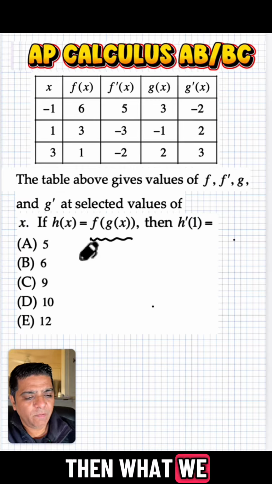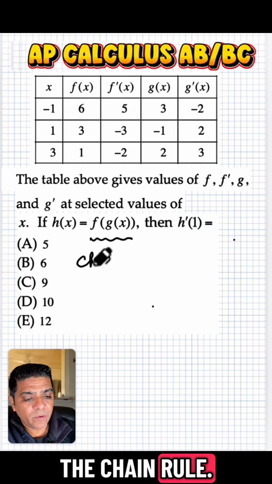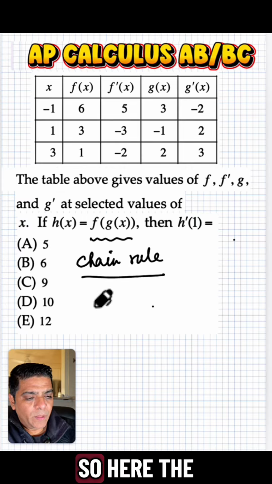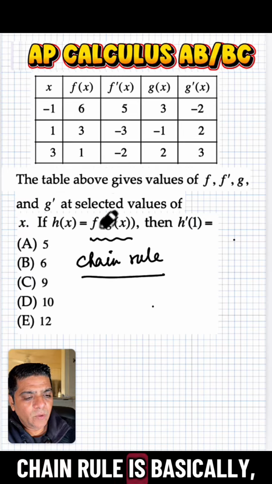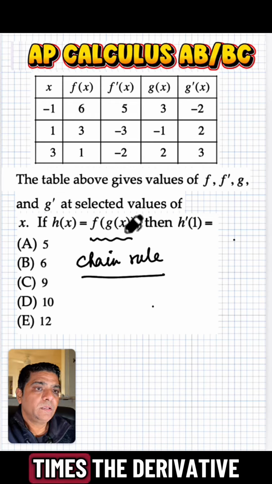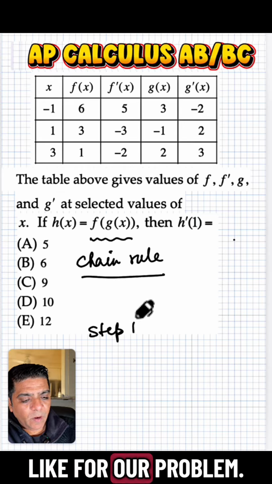within a function, then what we are going to do is to apply what is called the chain rule. So what is the chain rule? So here the chain rule is basically find the derivative of the outer function times the derivative of the inner function. So let's see what that looks like for our problem.